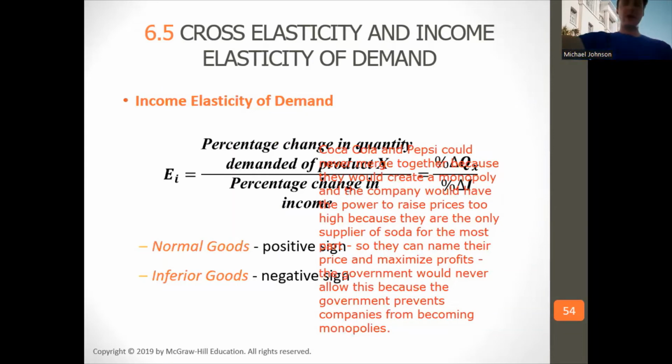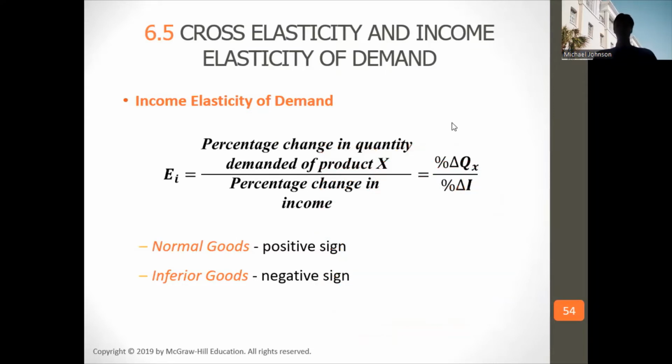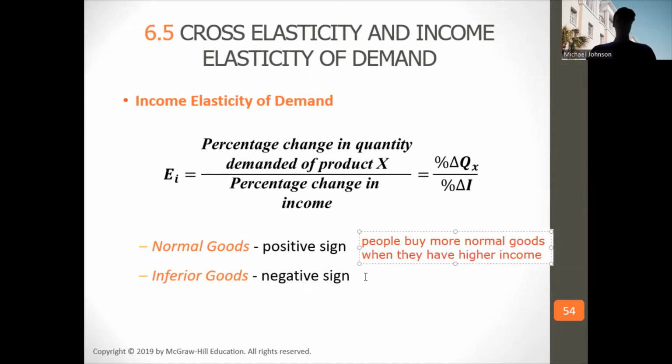So, income elasticity of demand. We'll go through this. Income elasticity of demand is the percentage change in quantity demanded of product X per percentage change in income. Normal goods would have a positive sign. People buy more normal goods when they have higher income, and people buy more inferior goods when they have lower income.